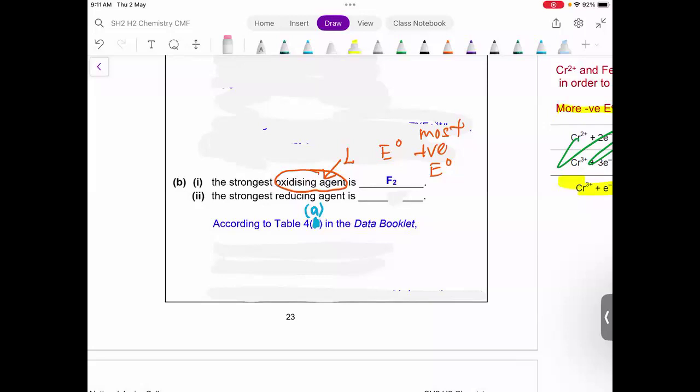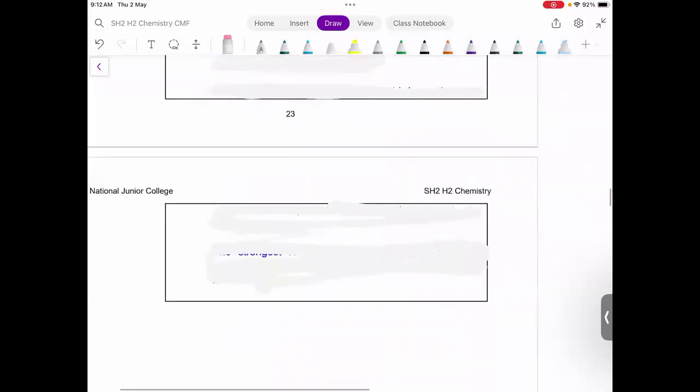So what do you find out? Reactants on the right side having the most negative E naught. Who is it? Lithium. Do you find lithium? Yeah, so that's how you do it. You must know which side you are looking at. On the left side, most positive. On the right side, most negative, in the reverse direction. Okay, so let's move on.